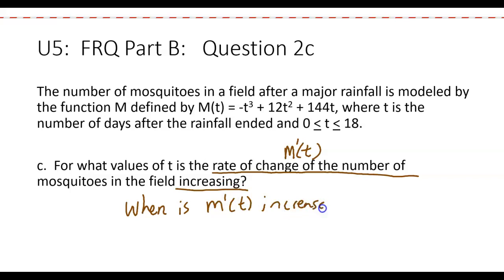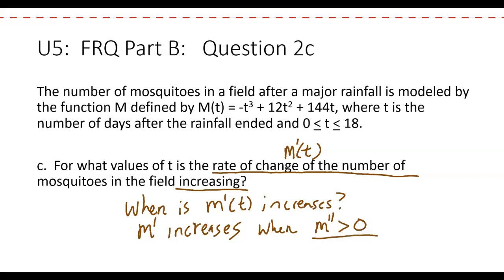Well, m prime increases when its slope is positive, right? So m prime increases when m double prime is positive. So what we're going to do is find our second derivative, and we're going to do a number line test to find out where the second derivative is positive.